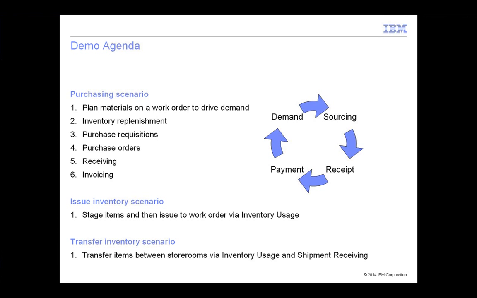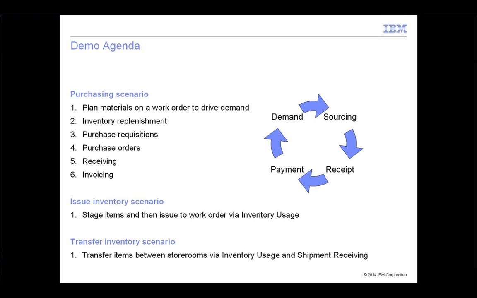We'll look at inventory replenishment. So I won't have enough materials in my storeroom, and we'll go ahead and generate a purchase requisition, which will lead us into the sourcing in the purchasing workflow. Then we'll look at the purchase orders, and then when we approve that purchase order and we receive those materials in, we can use the receiving within Maximo to go ahead and receive the items. We can do things like inspections, create serialized parts, and we'll do that.